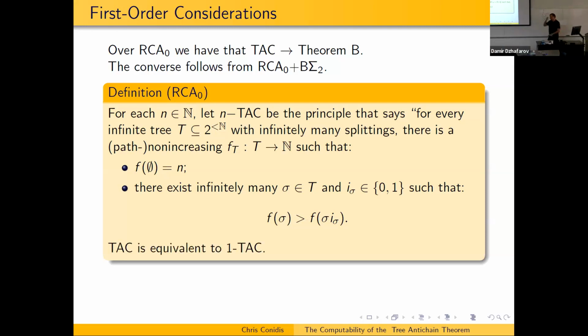Now, it turns out that the tree anti-chain theorem is just equivalent to 1 TAC, okay? So for 1 TAC, you have to start at 1, and then along paths, you have to drop to 0 infinitely often, and the places where you drop to 0, those must form an anti-chain. So the tree anti-chain theorem is just equivalent to 1 TAC.